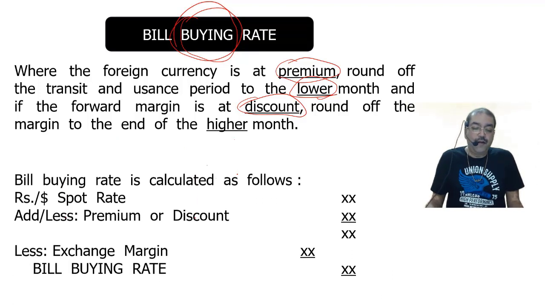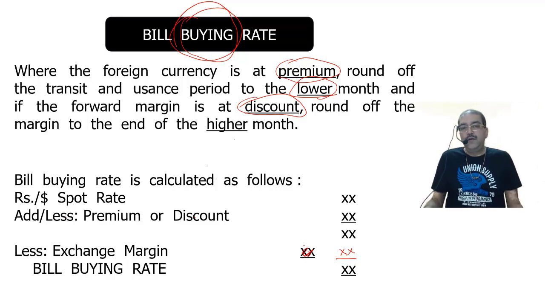So, bill buying rate is calculated as follows. Rupee to dollar spot rate, add the premium if it is premium, less the discount if it is a discount, less the exchange margin, gives the bill buying rate. After you get this, this will be calculated as your figure. Again, that will always be rounded up to the nearest multiple of 0.0025.